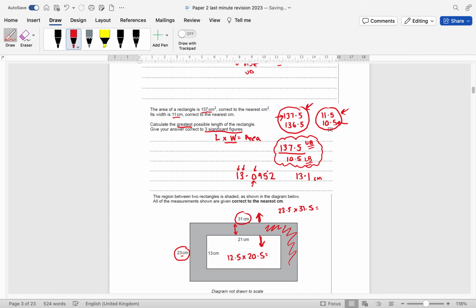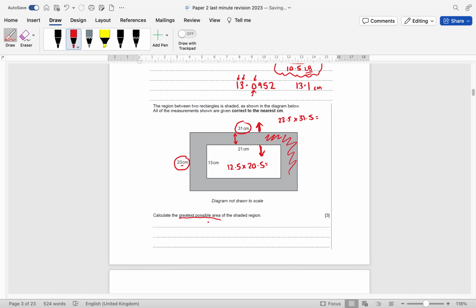Now the answer was this. I wrote quite a lot of digits. Then I realised, hang on, it says give your answer correct to 3 significant figures. So I've counted from the start, 1, 2, 3. So the third significant figure is this 0 here. And because it's followed by a 9, I've rounded it up to 1, answer 13.1.